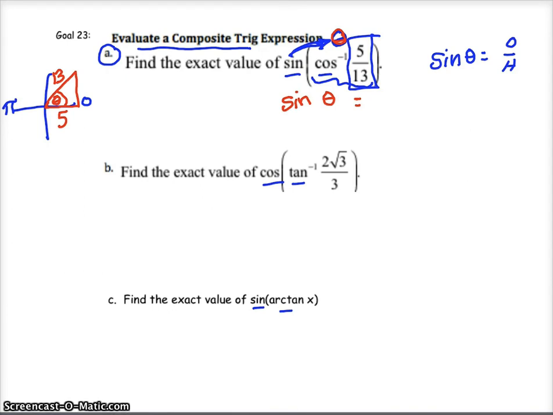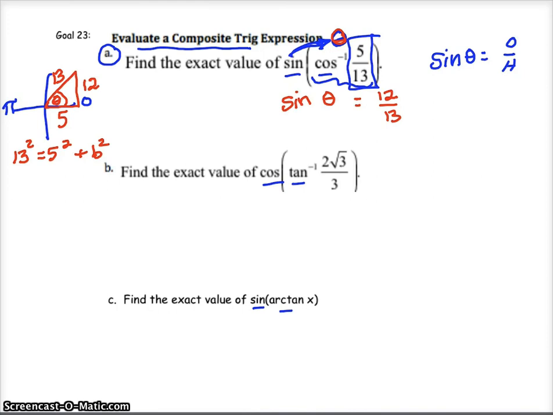You may have recognized that this is one of the triangles in our family of Pythagorean triples, 5, 12, 13, and if you didn't, you can always apply the Pythagorean theorem to solve for the missing side. So now that we've set up our triangle, we can now find the sine of angle theta, which is 12/13, or opposite over hypotenuse. Let's look at example B.